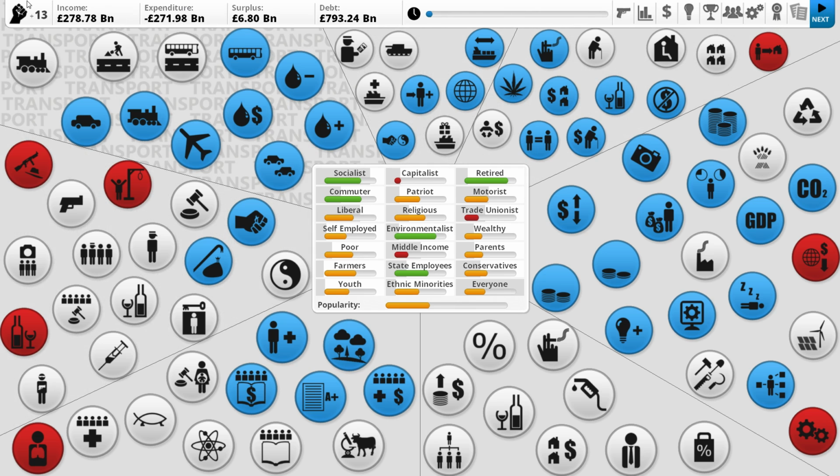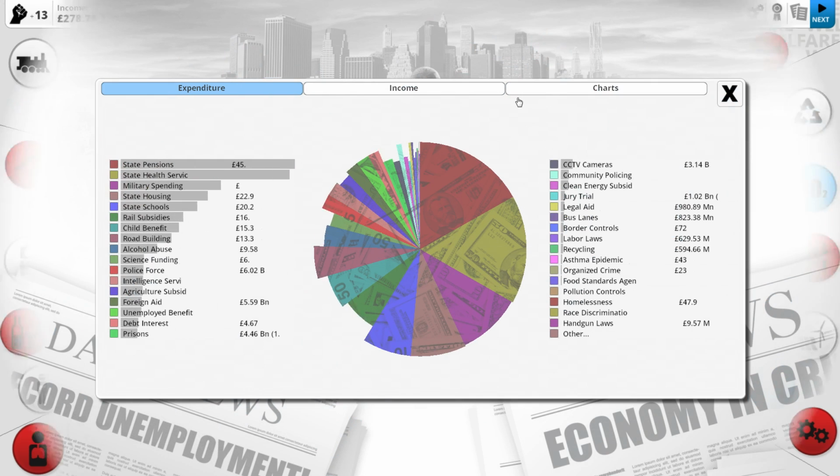And we haven't checked our balance yet. We have an income of $278 billion, an expenditure of $271 billion, and a surplus of almost $7 billion. So that's great. But we are in a lot of debt, so that's something that's not great.